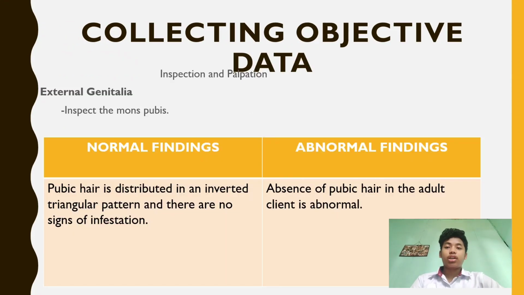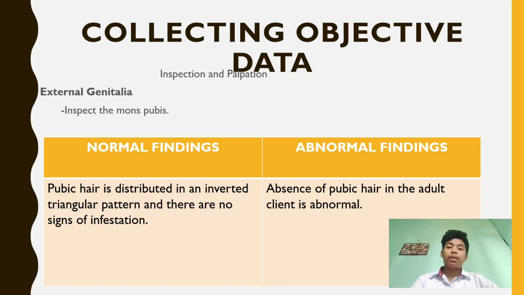Collecting objective data. The physical examination of the female genitalia, anus, and rectum may create client anxiety. The client may be embarrassed about exposing her genitalia and nervous that an infection or disorder will be discovered. Be sure to explain in detail what you will be doing throughout the examination, and to explain the significance of each portion of the examination. Make sure to encourage the client to ask questions.